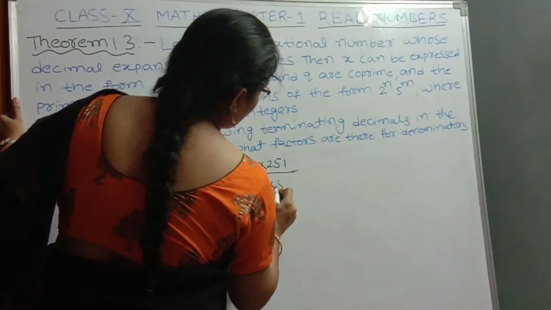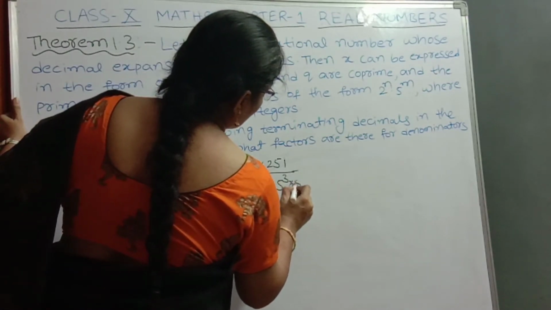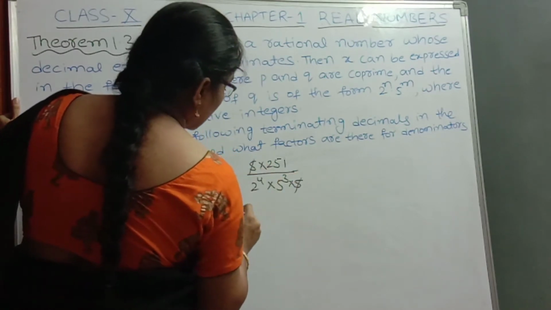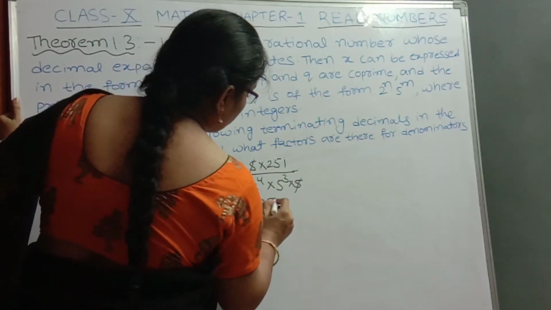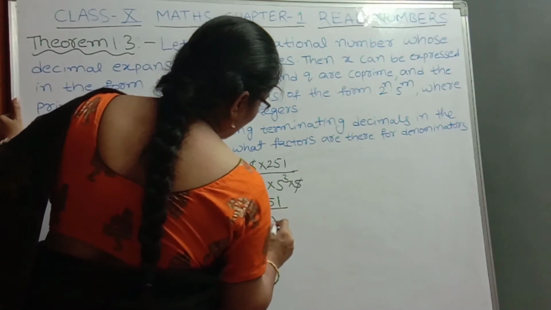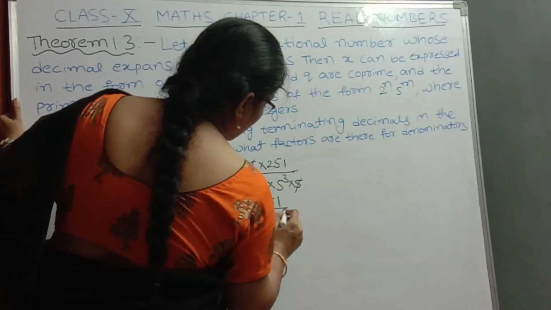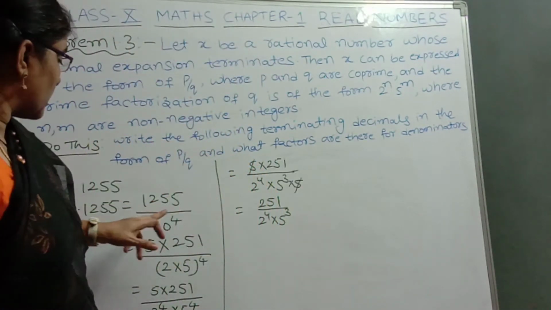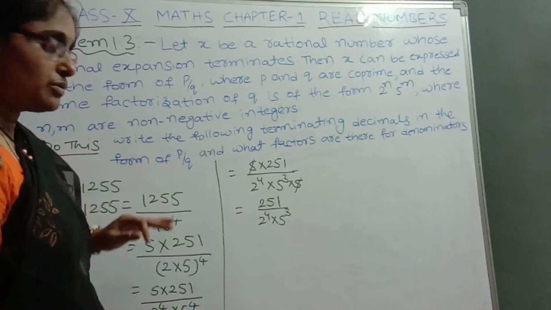That means 5 power 4 can be written as 5 power 3 into 5 to the power of 1. This 5 and 5 are cancelled. Now it is equal to 251 by 2 to the power of 4 into 5 to the power of 3. That is 1255 by 10 to the power of 4.